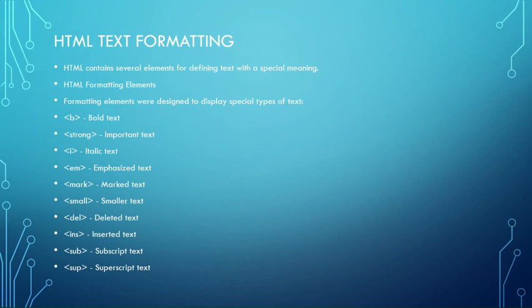HTML formatting elements. Formatting elements were designed to display special types of text like bold, important text, italic text, and these are super easy. This is the easiest topic of HTML.